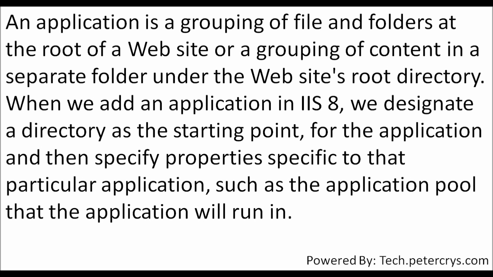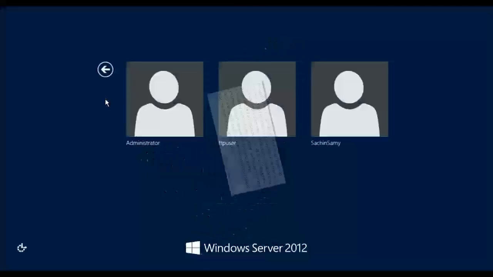An application is a grouping of files and folders at the root level of the website, or a grouping of content in a separate folder under the website's root directory. When we add an application in IIS 8, we designate a directory as a starting point for the application and then specify properties specific to that particular application, such as the application pool that the application will run in.